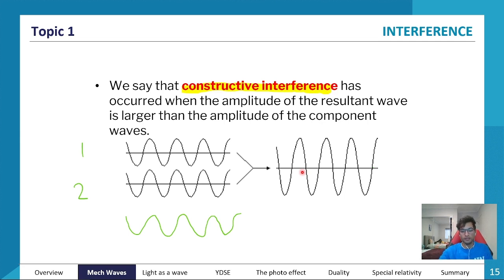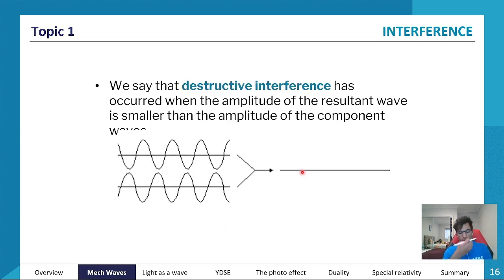The opposite of this is destructive interference. So what's happened in this scenario? We have, again, wave 1 and wave 2, and when you add these two waves together, so if they're traveling together or if they're traveling towards each other, they're going to cancel out. And the reason they cancel out is, I'll just quickly show you.